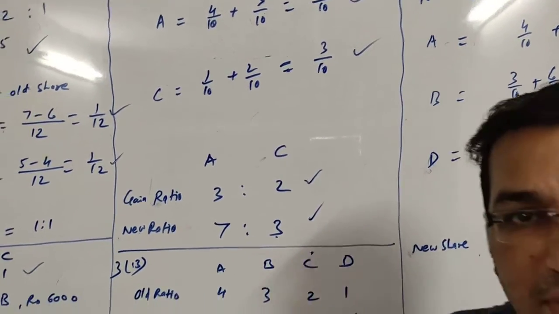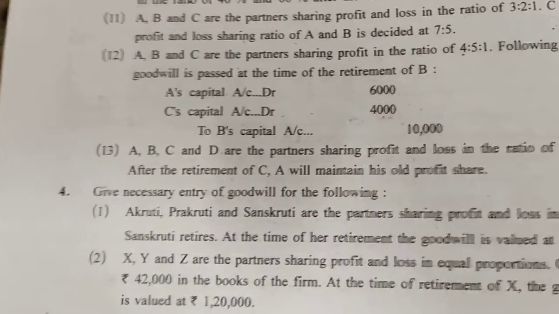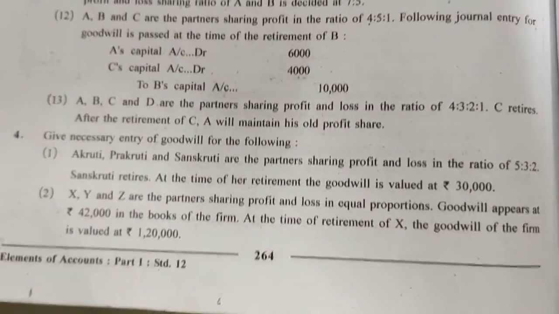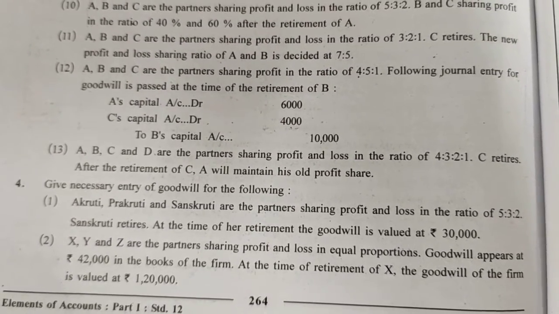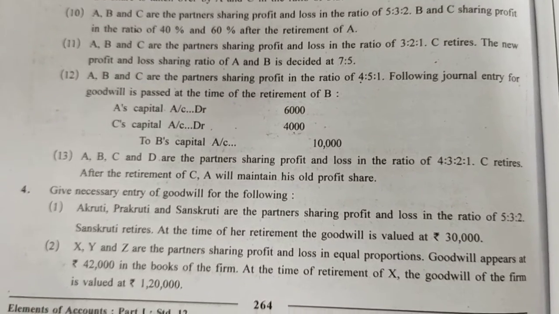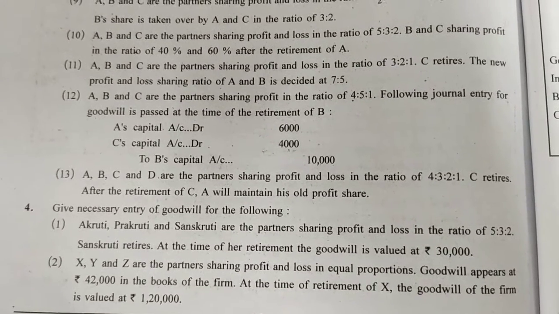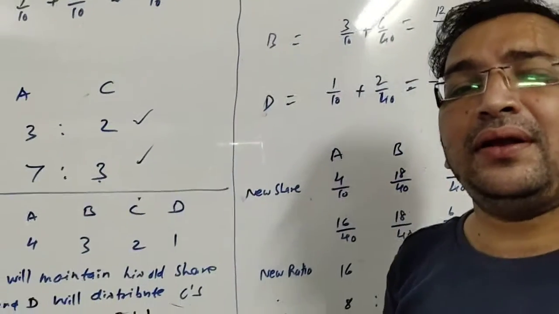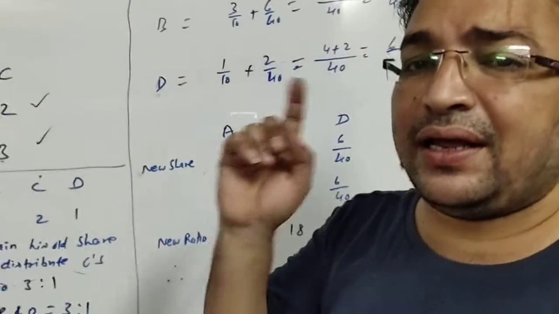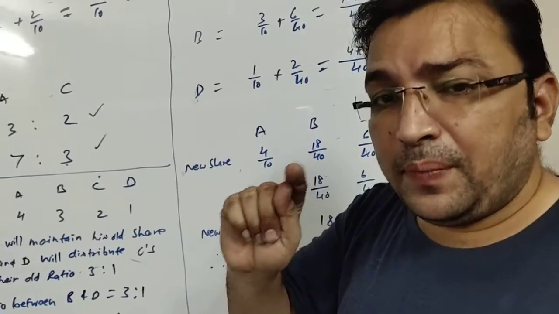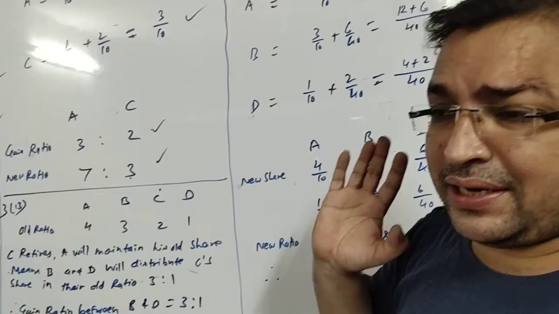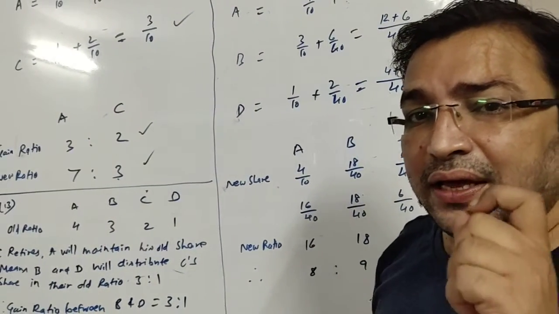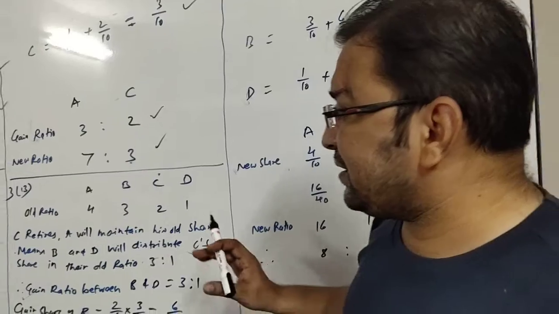Okay, let us talk about sum number 13. Sum number 13 says A, B, C and D are partners sharing profit and loss in the ratio of 4:3:2:1. C retires. After retirement of C, A will maintain his old profit share. Here the old ratio is given and 4 partners are there. One partner is retiring and it is said that partner A will continue with his share. He will maintain his share. That means the gain will be there to the remaining 2 partners.